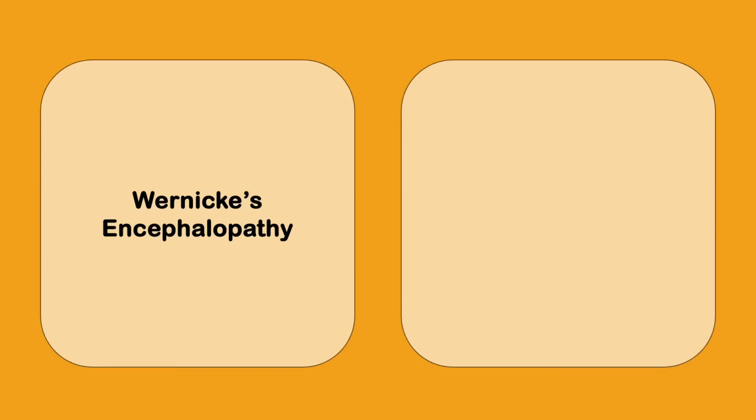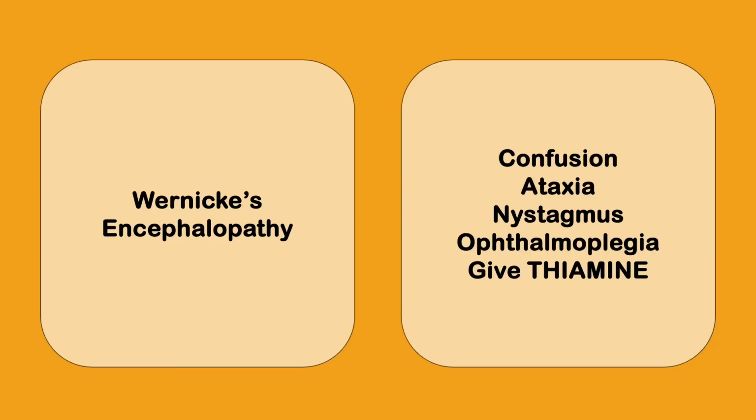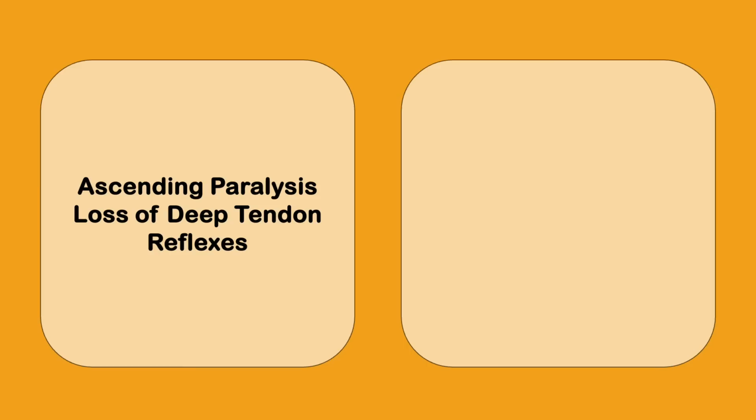Again, Wernicke's encephalopathy, that's your confusion, ataxia, nystagmus, ophthalmoplegia. Give them thiamine. Wernicke's encephalopathy is a combination of confusion, ataxia, nystagmus: can of beer. So confusion, ataxia, nystagmus, ophthalmoplegia, give them thiamine.